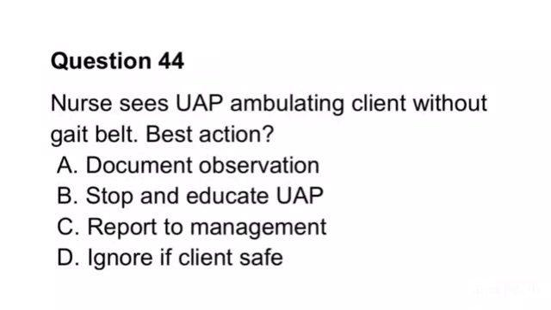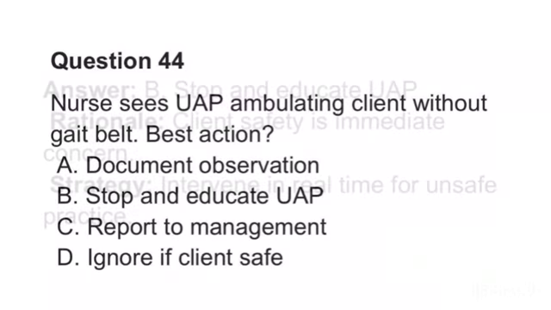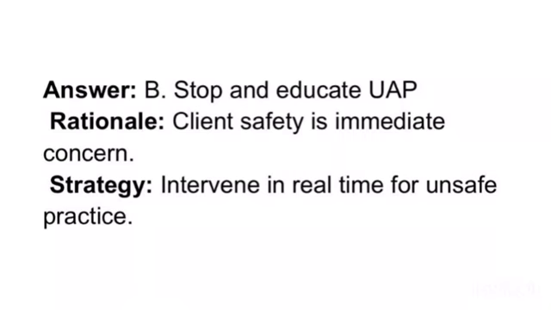Question 44. Nurse sees UAP ambulating client without gait belt. Best action? A. Document observation. B. Stop and educate UAP. C. Report to management. D. Ignore if client safe. Answer: B. Stop and educate UAP. Rationale: client safety is immediate concern. Strategy: intervene in real time for unsafe practice.